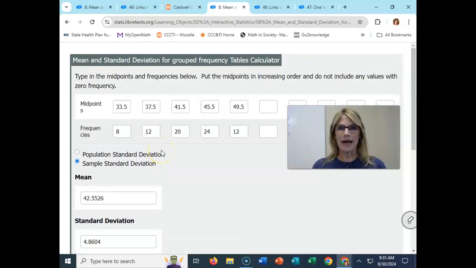42.6. You average your mean to one more decimal place than your original data. Our speeds were between like 32 to 35. We just got midpoints. But this is how you use your calculator. It is super easy.